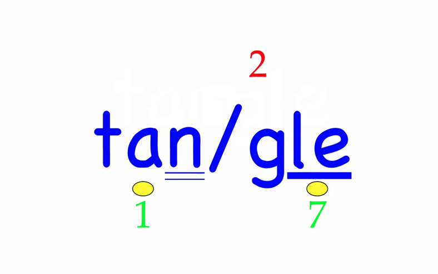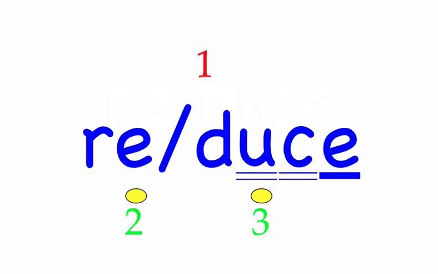Reduce. I need to reduce my weight. Reduce. Re, two sounds. R, e. Deuce, three sounds. D, u, s. Reduce. Mark the word. U is representing its second long sound here, oo, and C is representing its second sound as well.